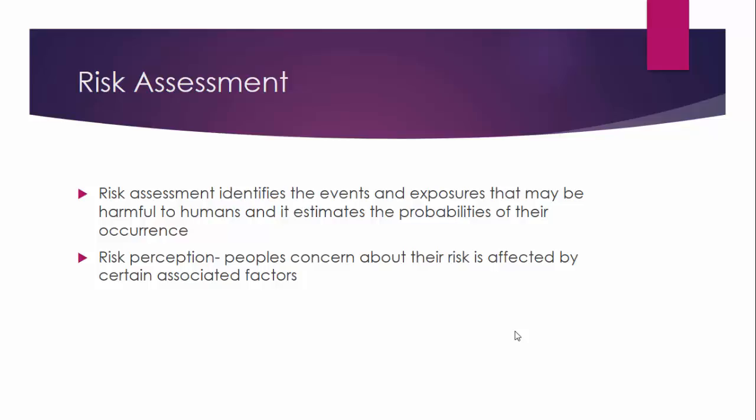It is still important to understand risk perception, though, and that is the concept that people's concerns about their risk is affected by certain associated factors or psychological factors. So it basically is taking into effect the idea that our assessment and our statistics isn't going to be the only thing that motivates people. It helps to explain the irrationality of our perceptions, the irrationality of our behavior. Risk perception research has shown that people's concern over risk can be affected by more than just the data.